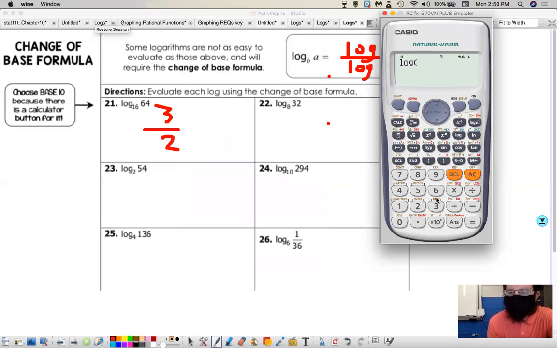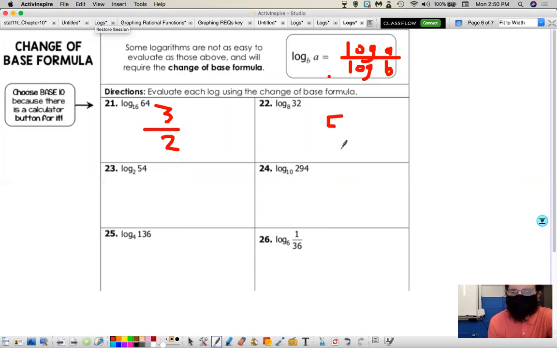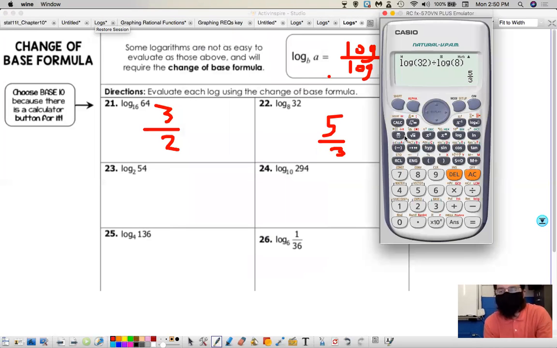Let's check this next one. Log of 32 divided by log of 8. That's going to give us 5/3. Doesn't matter if you use the division or the fraction, because fractions are just division problems. And if you have this calculator, feel free to just type it in. 5/3.